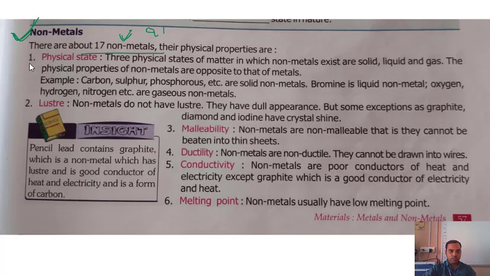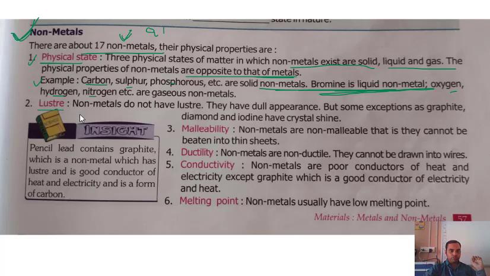Their physical properties, first one is physical state. The three physical states of matter in which non-metals exist are solid, liquid, and gas. Okay, non-metals can be either solid, liquid, or gas. The physical properties of non-metals are opposite to those of metals, as I just told you. So what are the examples? Carbon, sulfur, phosphorus, etc. are solid non-metals. Bromine is a liquid non-metal. Remember this one, important. Oxygen, hydrogen, nitrogen are gaseous non-metals.